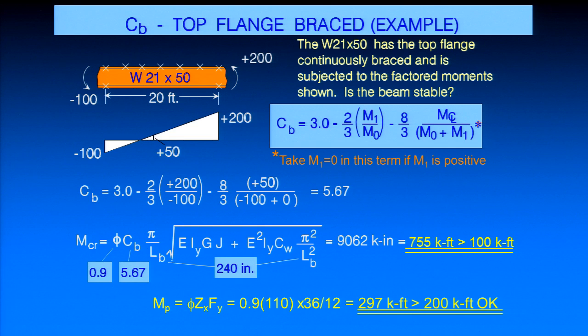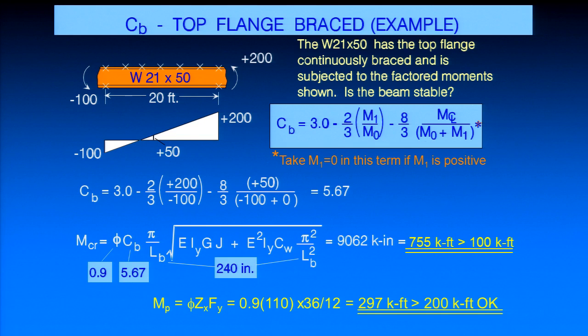When we evaluate our C sub B, 3 minus 2/3 M1, which is plus 200, over M0, which is minus 100, plus 8/3 the value at the center line, which is 50, over M0, which is minus 100. We take M1 equal to 0 here because it's not causing compression in the bottom flange. Our C sub B in this case is like 5.5. It's a really big C sub B factor. Okay? But you look at this, I've only got this little bitty amount of moment over here that's causing compression in that bottom flange, but I'm still going to use the full 20-foot length here as my unbraced length.